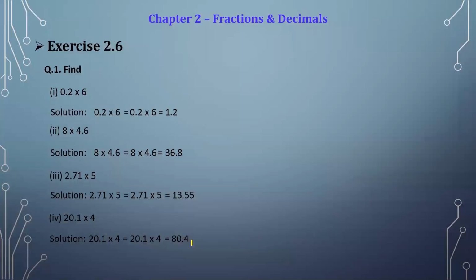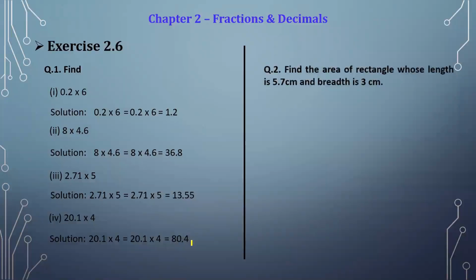So this is the sub question number 4 from the question number 1. Now we are going to consider the question number 2, which is quite similar. Actually, it is similar to the question number 1, but it is only given in word type. So it is a word type example, but the process is similar to that of question number 1. So here, what is given? Find the area of a rectangle whose length is 5.7 centimeter and breadth is 3 centimeter.